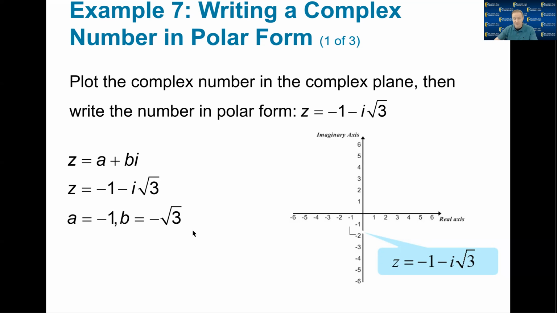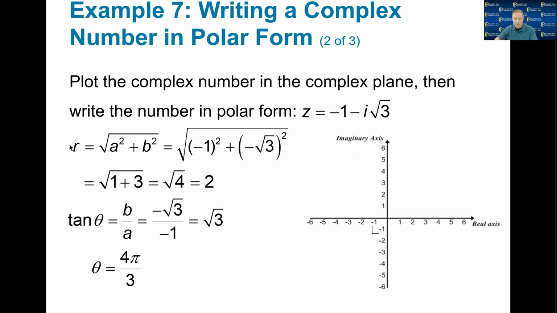Well, the r value is very straightforward. It's just going to be the square root of the a value squared plus the b value squared. Notice I do that on the next page. r is going to equal the square root of a squared plus b squared. That's just -1 squared plus the negative root of 3 squared. I'm getting 1 plus 3. Hey, square root of 4 is 2. So I know my r value is 2.